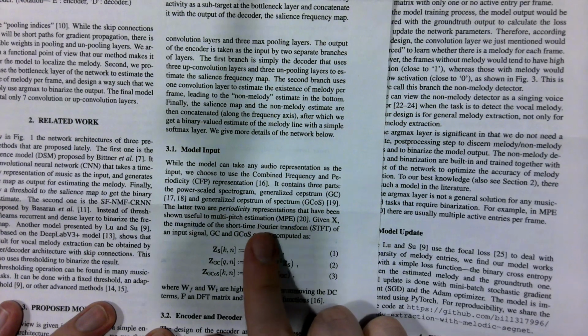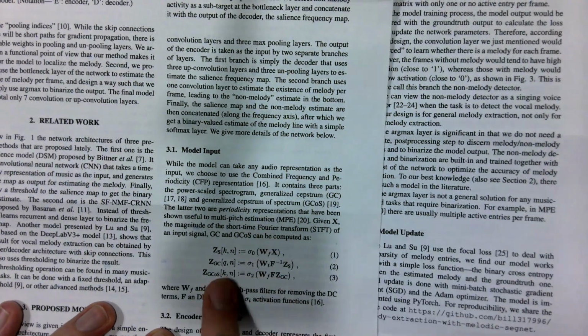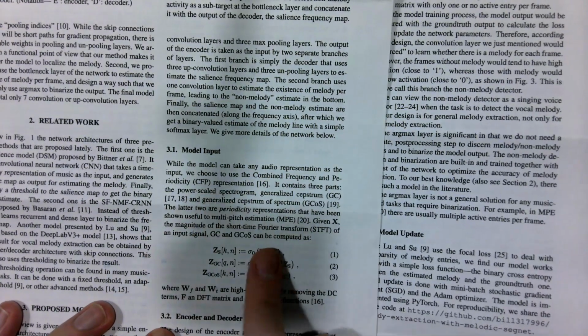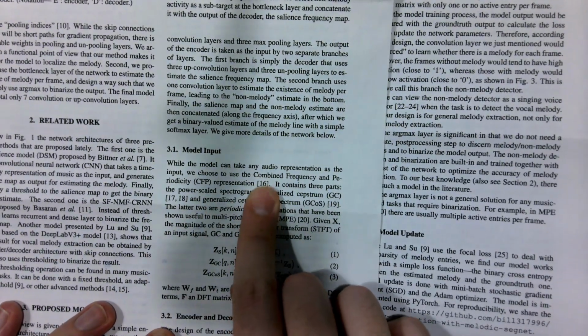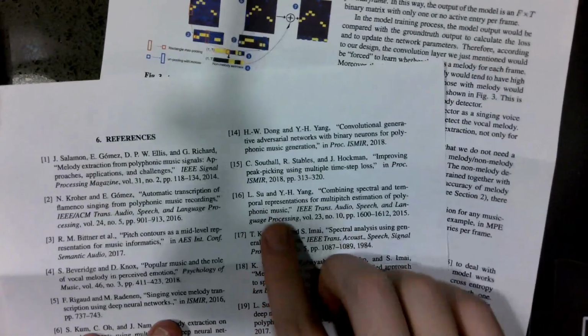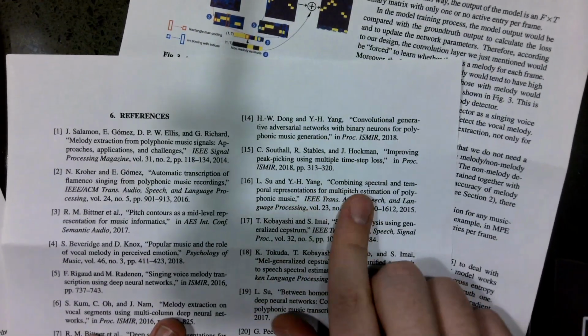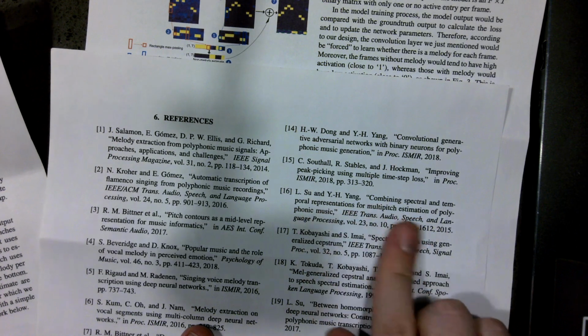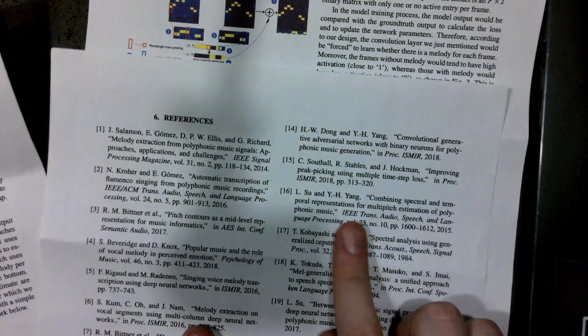But they use the CFP representation, which is the combined frequency and periodicity. This reference 16, I tried finding this reference because I didn't quite understand what exactly, I mean, they're doing their own thing in their code, but I wanted to see what exactly is the CFP that this paper talks about. And there's a paywall for this paper.